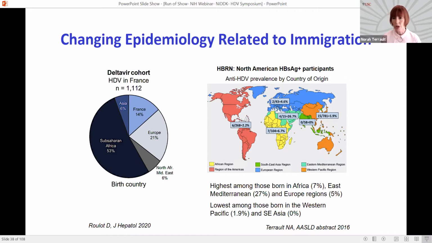And similarly, shown on the right is data from the US, and this again is the Hepatitis B Research Network data, where we have tested for Delta antibody. And just to highlight that among those individuals, most of them are not from the US. The highest among those that were found to be Delta are from Africa, Eastern Mediterranean, and European regions. So this is a disease in which immigration and country of origin plays an important role.